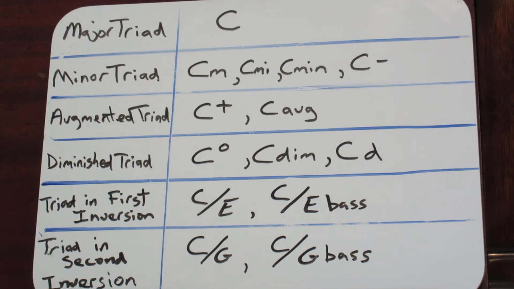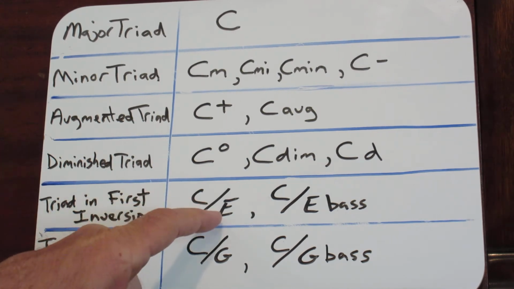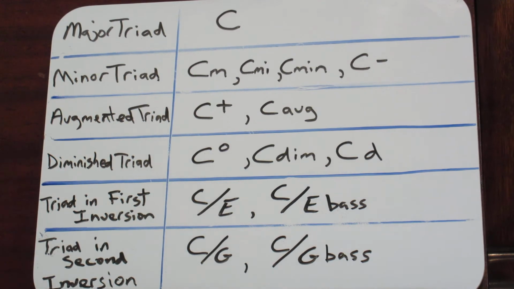So you play a C chord, and if you put the E in the bass, it's in first inversion. Now, in modern notation, in fake books, lead sheets, sheet music from songbooks and so forth, sometimes this is how they will write that. They'll write C/E, and that means C with an E in the bass. It's a way of indicating a first inversion triad.